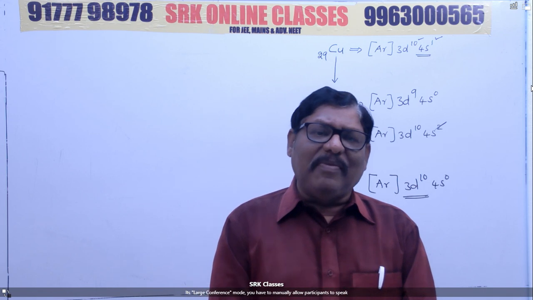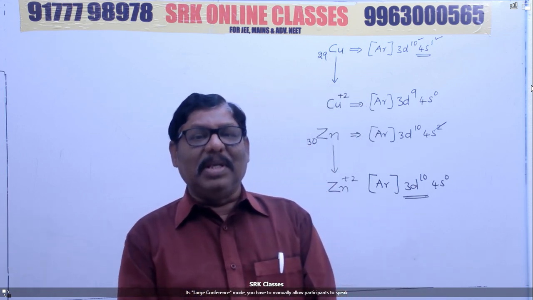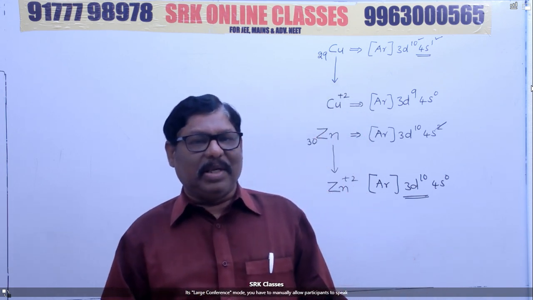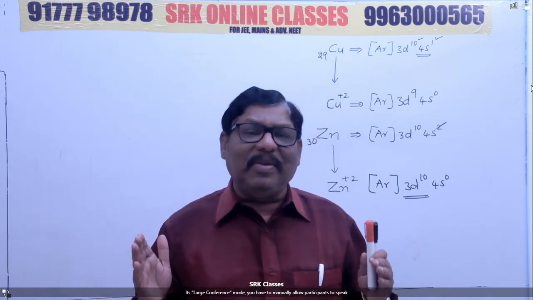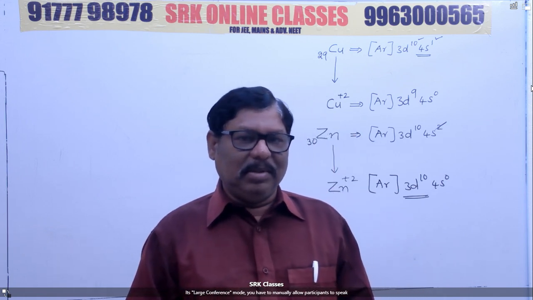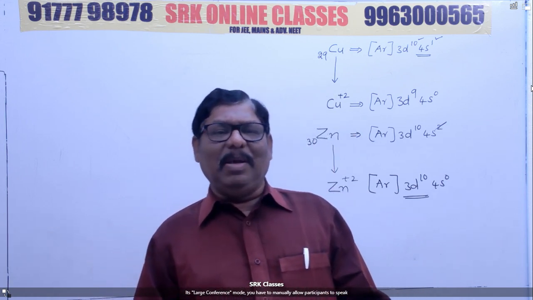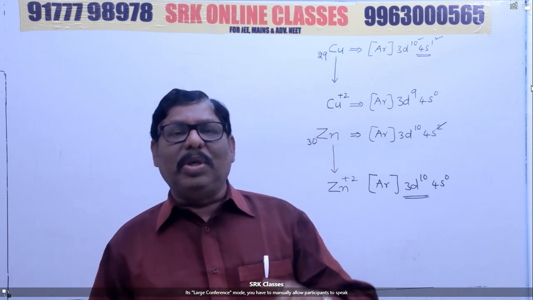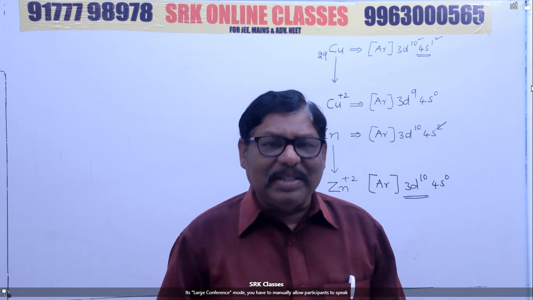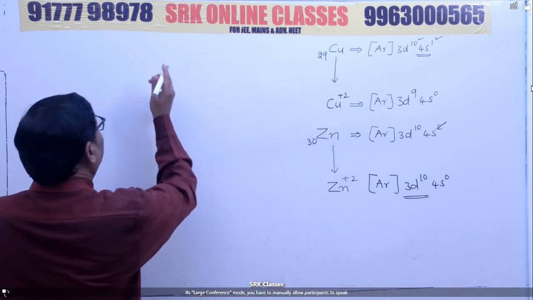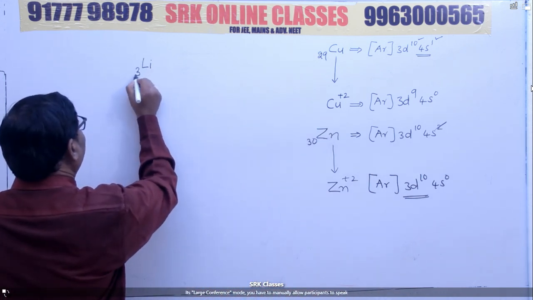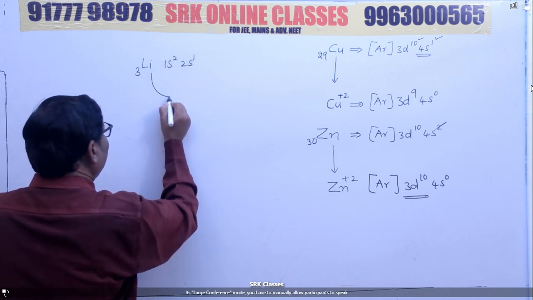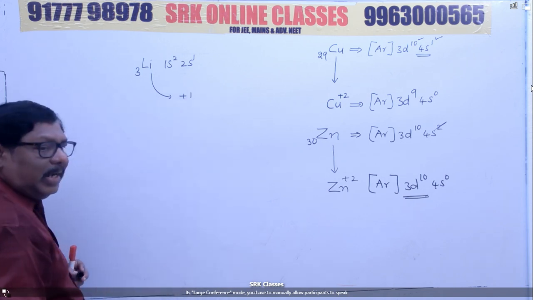Before discussing the variable oxidation states of transition elements, let us concentrate on why transition elements show variable oxidation states, or what is meant by variable oxidation states. First, the definition of variable oxidation state. Each element in the s block shows only one oxidation state. If you take the example of lithium, the atomic number of lithium is 3, the electronic configuration is 1s2, 2s1. Lithium always shows only the +1 oxidation state.